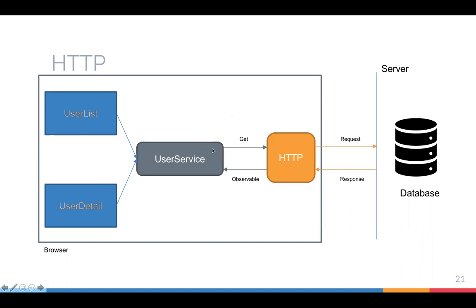So what happens here is the user service will make a get request, and the HTTP client will be responsible for the request. We will request the user array from the server, and then get it from the database. It's quite simple, just get and request. In the response, the HTTP client will return an observable to the user service. But what actually is an observable?